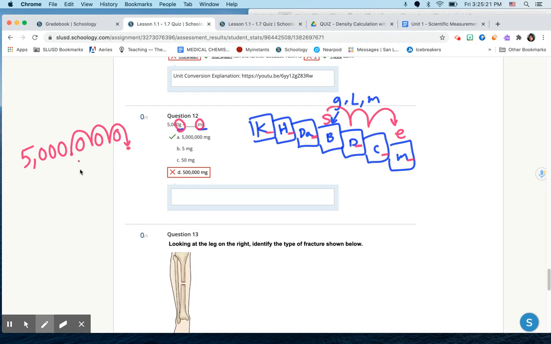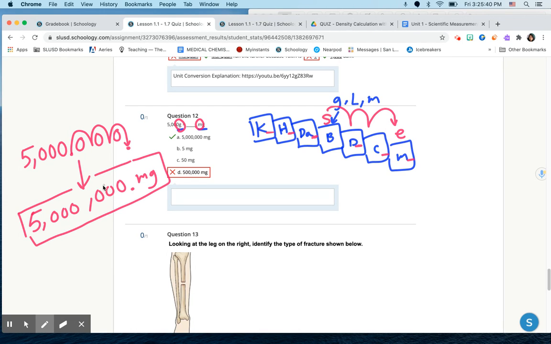This looks kind of messy right now. So if I were to rewrite everything, that's 1, 2, 3 zeros. All right, so I will have 5 million milligrams if I have 5,000 grams. Right, so a lot of people wrote 500,000. I'm guessing you either did it in your head or you might have just counted the wrong number of spaces, right?